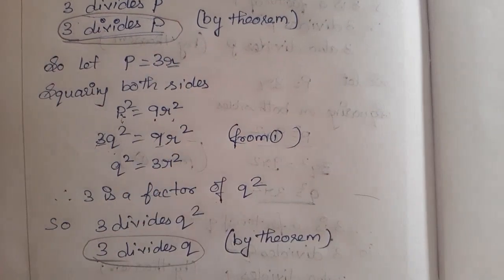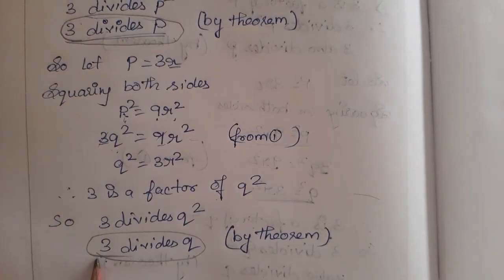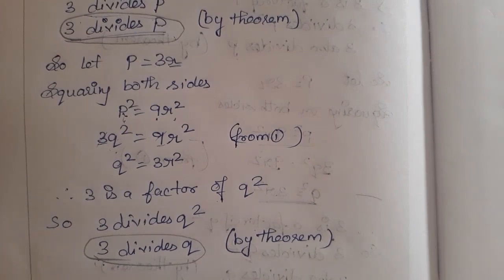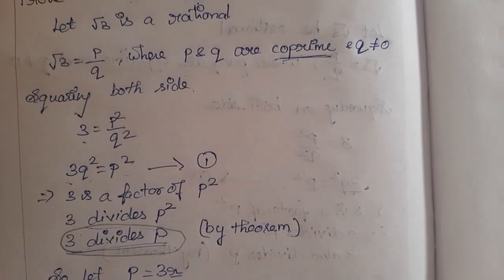What happened here? 3 divides P and 3 divides Q. Then both have the common factor 3, right? So P is a multiple of 3 and Q is a multiple of 3. Then it can be divided. It's not a simplified fraction, right? Then our assumption is wrong. What is our assumption? Our assumption is that P and Q are co-prime.